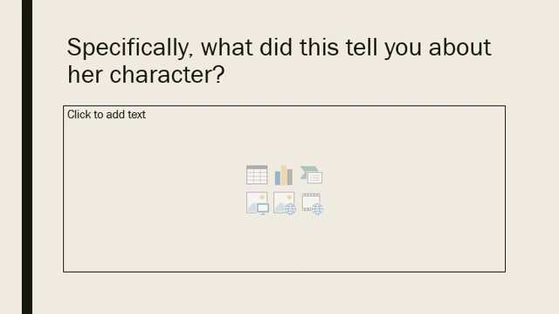Slide 16, specifically, what did this tell you about her character? So what does that sarcasm in slide 15 tell you about Maria as a person? Think about how she really feels if she doesn't think they have important jobs.